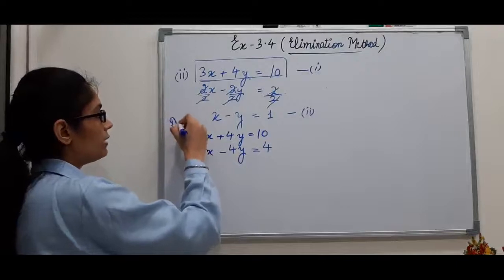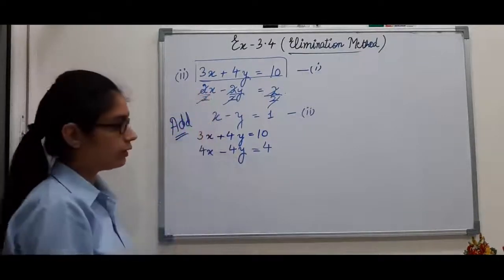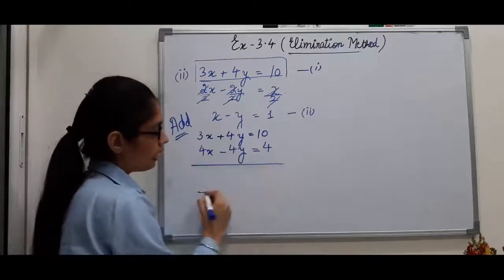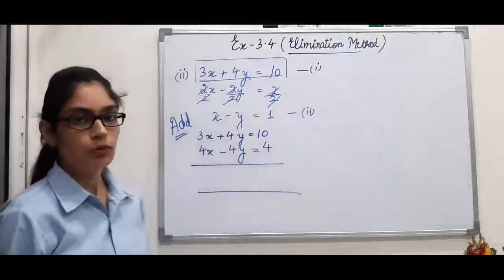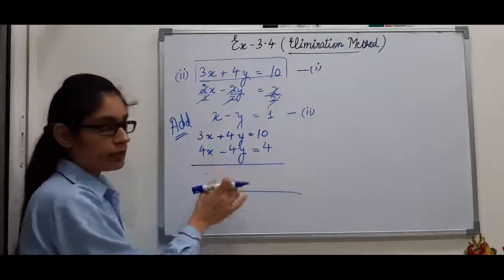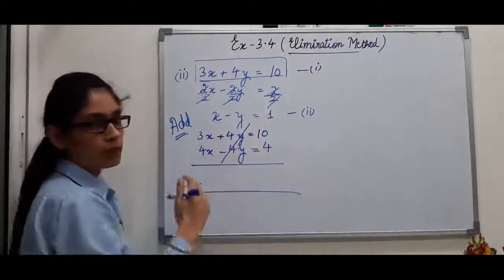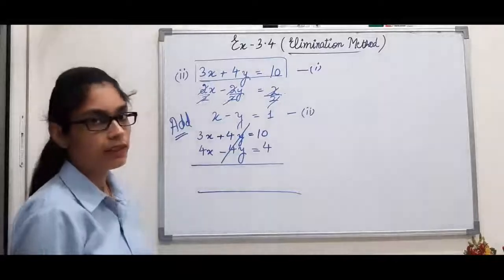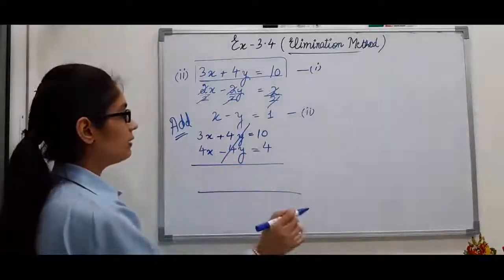Now I can see that if I add both these equations, equation 1 and 2, on adding I don't have to change any signs. Whenever you have to subtract, the signs have to be changed, but in case of addition, you can directly do it. These terms get cancelled directly, because plus 4 minus 4 is 0.